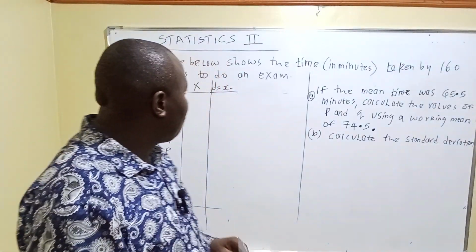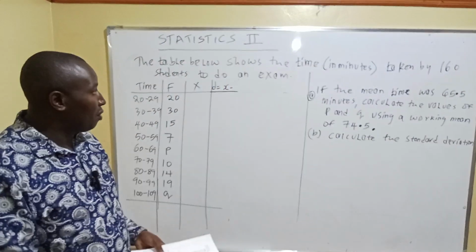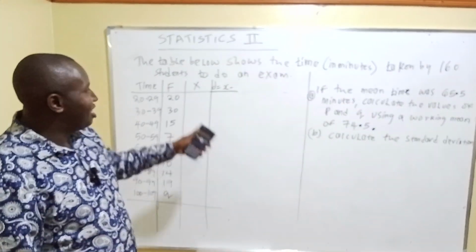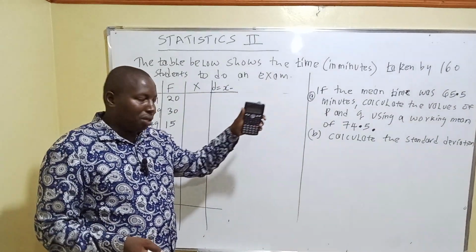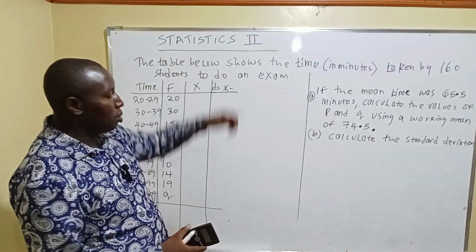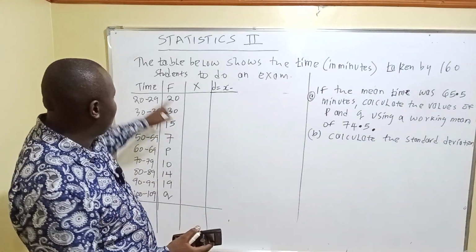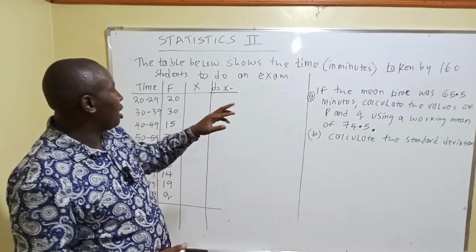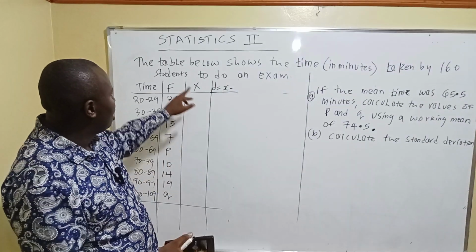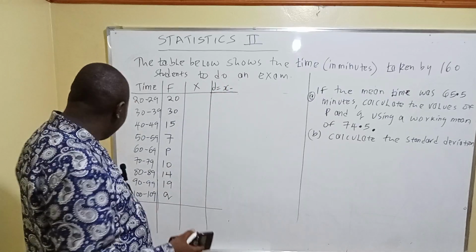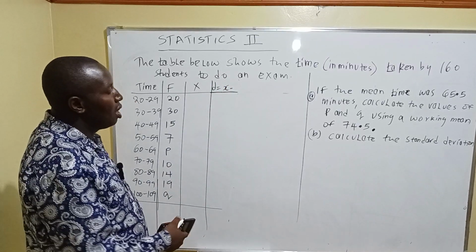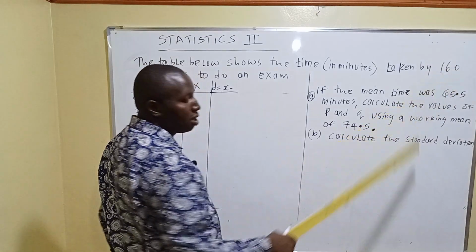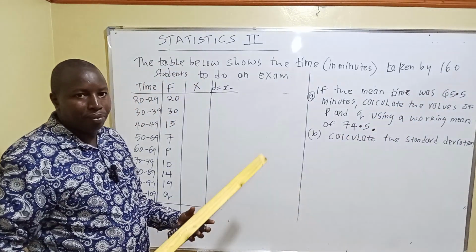Therefore, I've provided a question here. This is the question. Now, statistics 2. The table below shows the time in minutes taken by 160 students to do an exam. These are 160 students who did this exam.